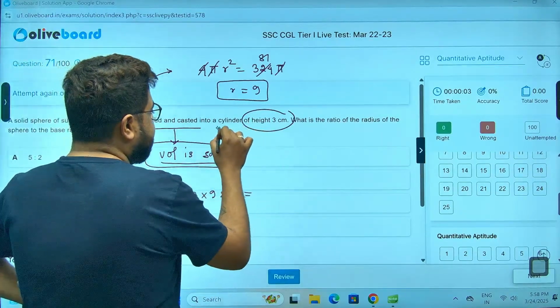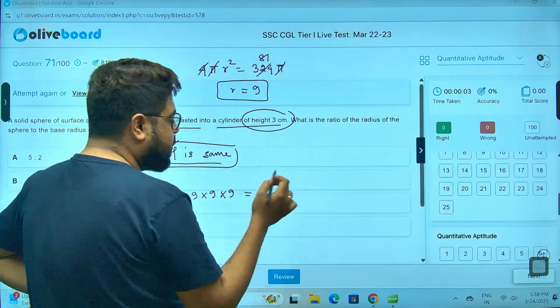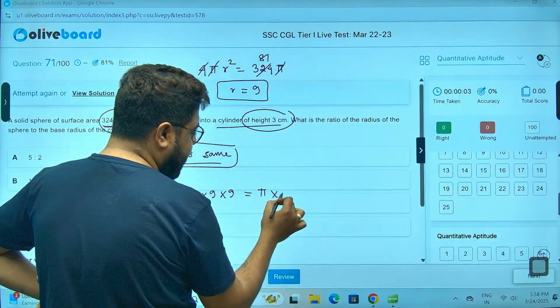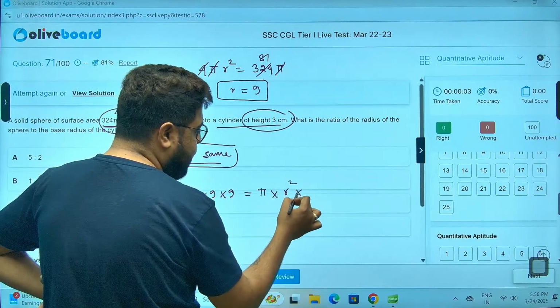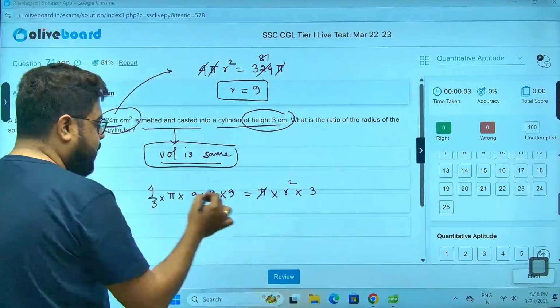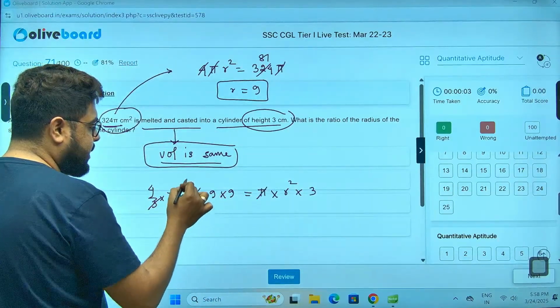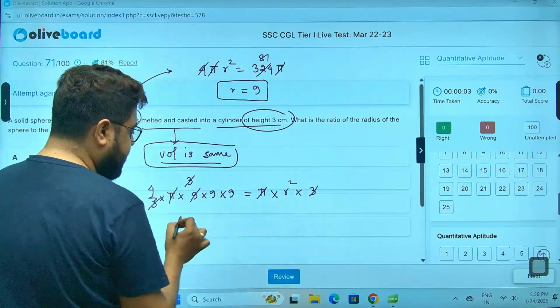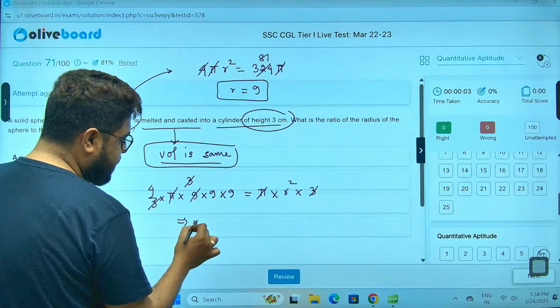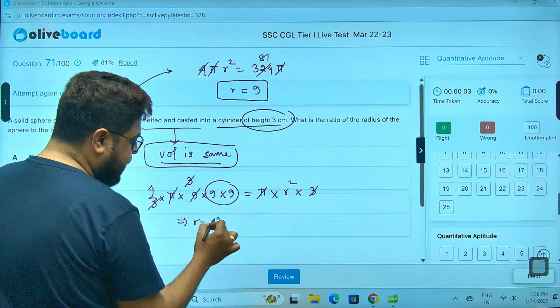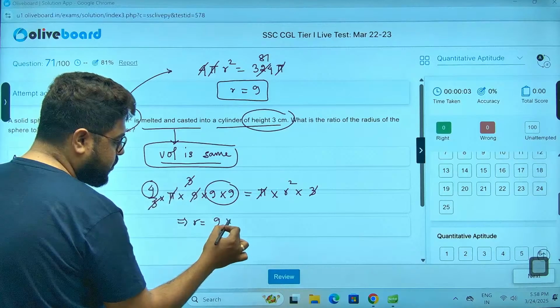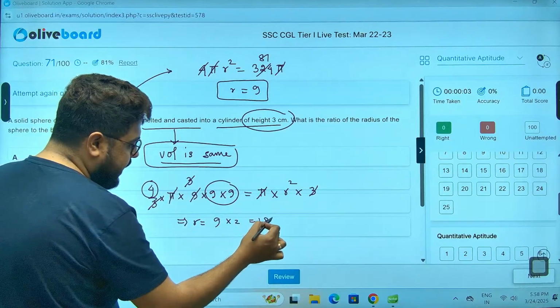Now, cylinder of height 3. I don't know the radius. No worries. Pi into radius r square into h is 3. Calculate whatever you can calculate. 3 3s are 9, this 3 is gone. So r is equal to, from these two 9s, I'll take one 9. From this 4, I'll take this 2. The radius is 18.